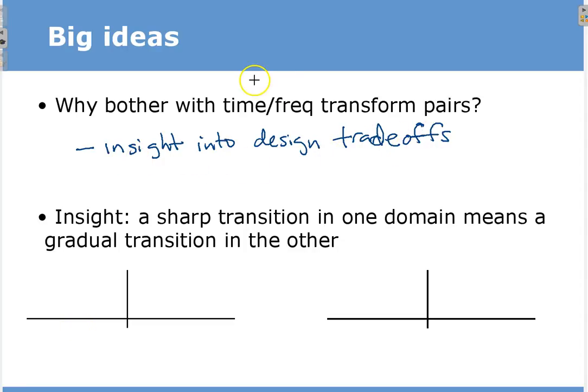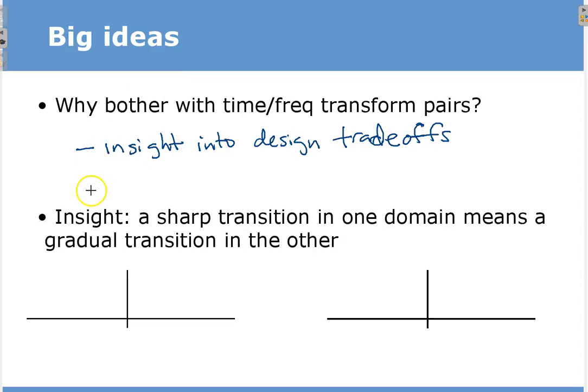design trade-offs. Quite often in DSP, we have some behavior we want in time, some behavior in frequency, and it's not always possible to simultaneously get both of those satisfied, so we do trade-offs, and these pairs will give you a kind of an intuition into if you change something, how things are going to change in the other domain. The key insight that we'll see is that in all cases, a sharp transition in one domain means a gradual transition in the other domain.